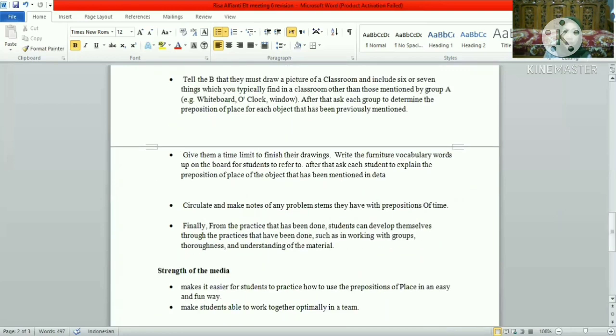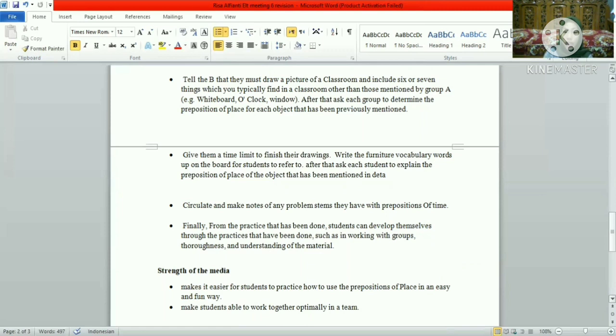And then give them a time limit to finish their drawings. Write the furniture vocabulary words up on the board for students to refer to. After that, ask each student to explain the preposition of place of the object that has been mentioned. And then circulate and make notes of any problems that they have with prepositions of place. Finally, from the practice that has been done, students can develop themselves, such as in working in groups, thoroughness and understanding of the material.